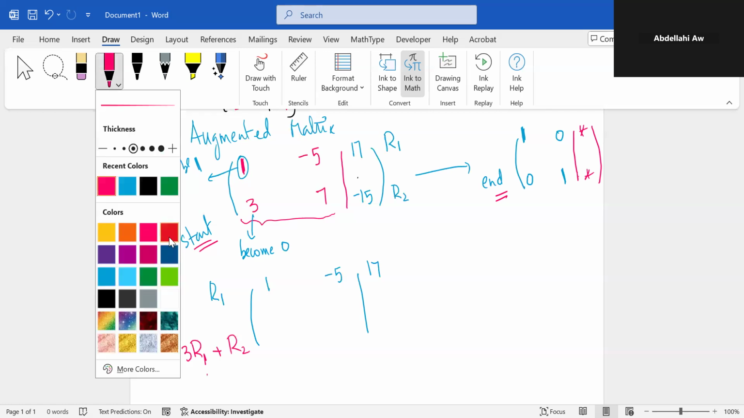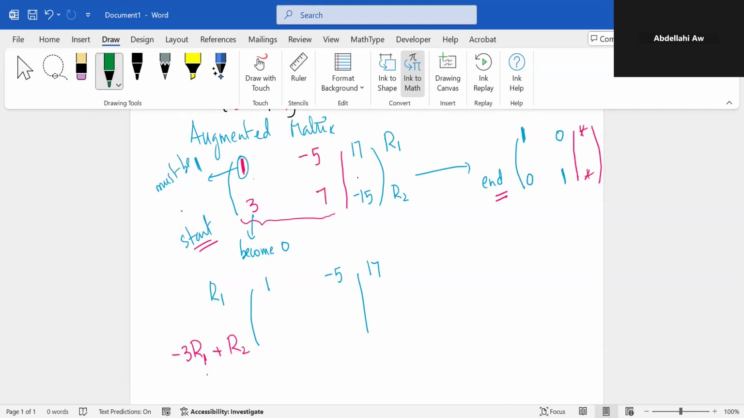Now we do the arithmetic. I'm multiplying this row by negative 3. I can write it underneath everybody to make it visual, in small characters. 1 times negative 3 is negative 3. Negative 5 times negative 3 is 15. 17 times negative 3 is negative 51. I'm sorry, I have to do good arithmetic. And now we add them up.